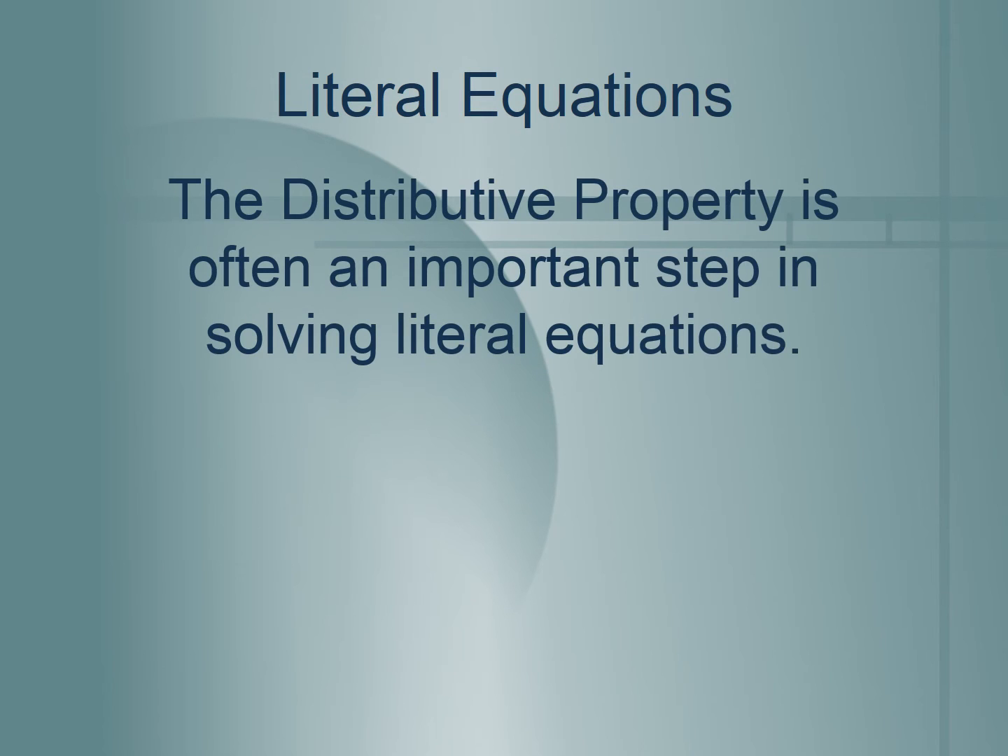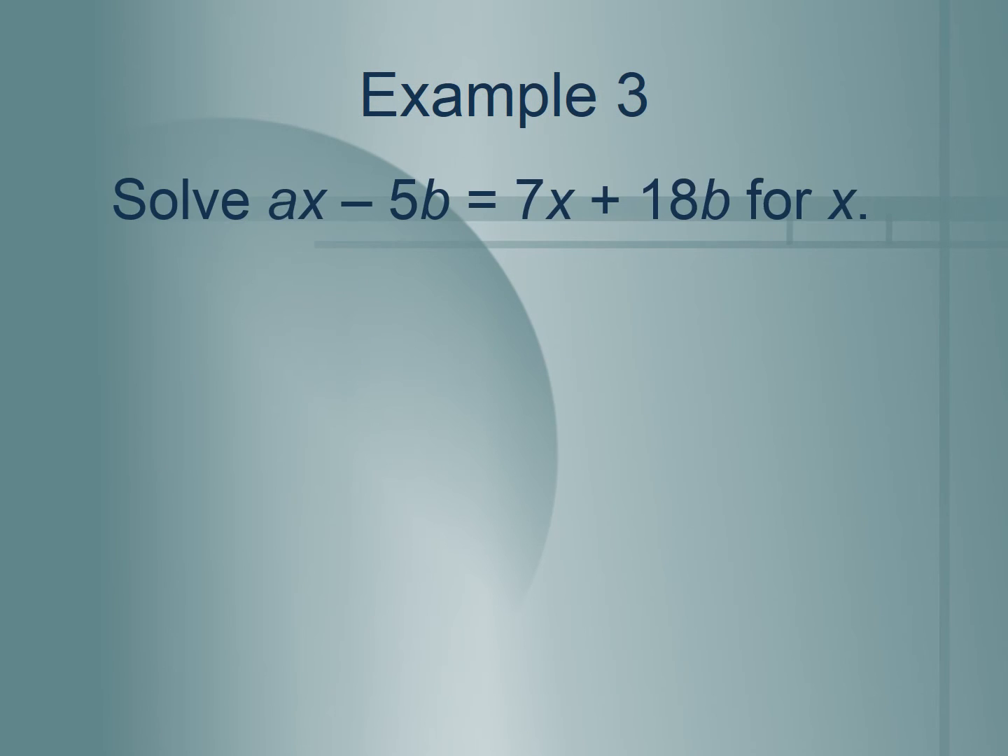So the distributive property is so critical whenever we're solving literal equations. It's going to help us be able to manipulate our equations in order to isolate the variable that we're after. Let's look at example 3. Let's say we have ax minus 5b equals 7x plus 18b, and we want to solve for x.